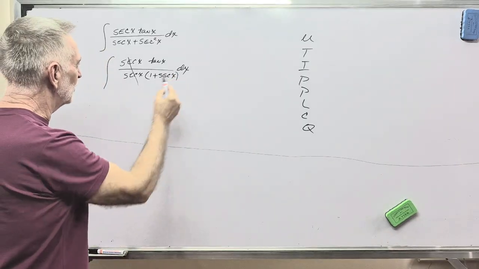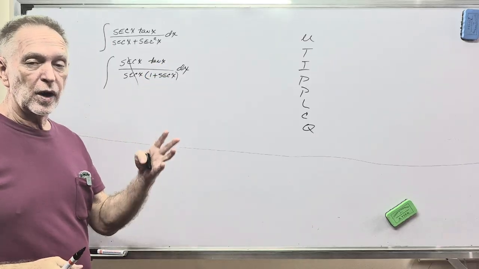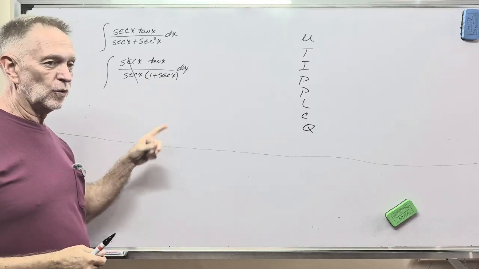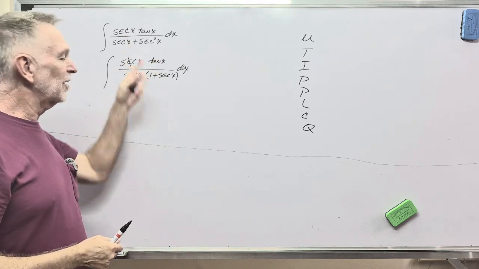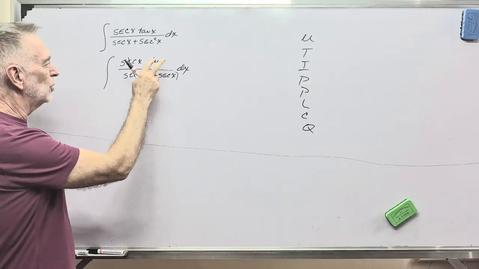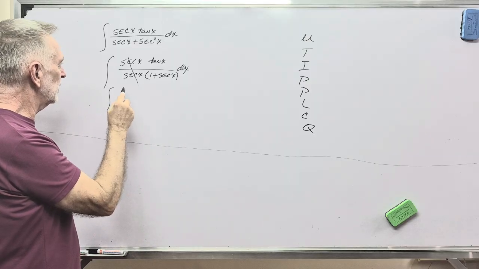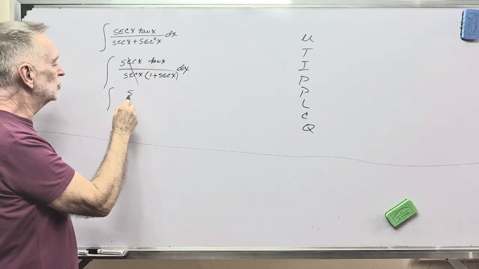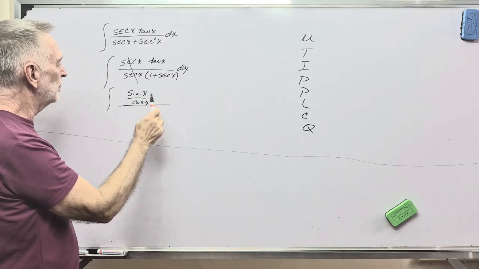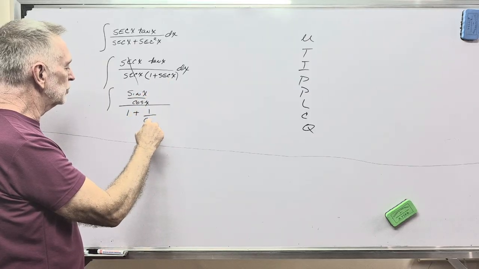Now what to do? We have tangent and secant squared, and secant squared is the derivative of tangent. But I don't have a secant squared. I had one, but I had a lot of other things also. So what can we do with this? Let's go to the sine cosine world. I have tangent, which is sine x over cosine x, divided by 1 plus secant, which is 1 over cosine x, dx.